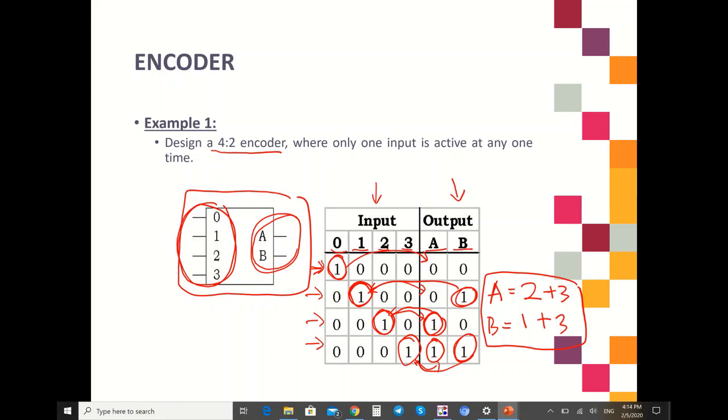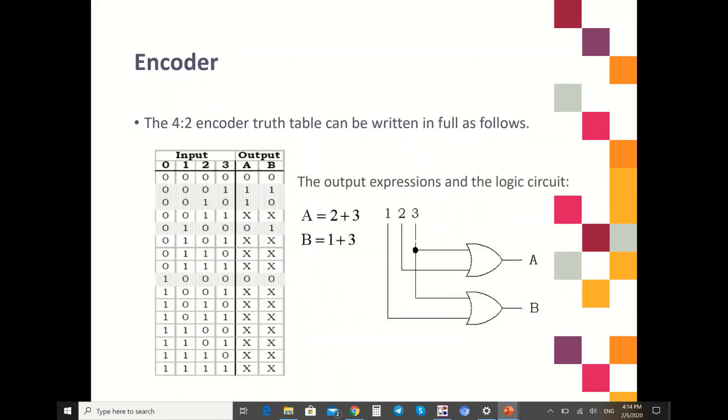Alright, so I will show you another example of the 4-2 encoder. This one is actually special for the 4-2 encoder. We have another way to derive the truth table. This truth table we call the full version of the truth table for the 4-2 encoder. You know that for the 4-2 encoder you have 4 inputs, and the output is 2 values, A and B.